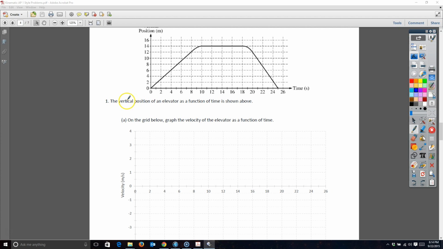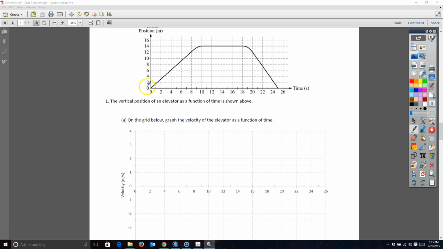So they want us to look at the vertical position of an elevator as a function of time. You notice that this elevator goes up in the air, and then it stops at a floor and is there for a while to let people on and off, and then it descends back down to the ground floor. They want us to graph the velocity of the elevator as a function of time.